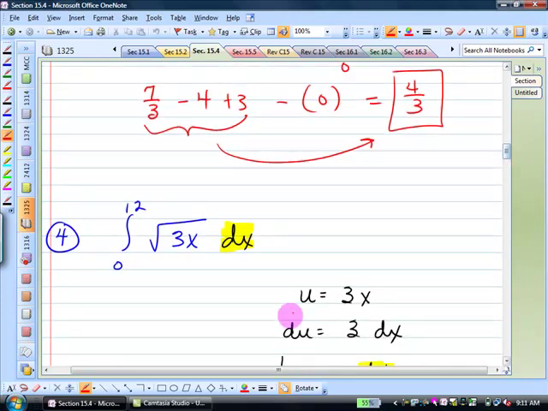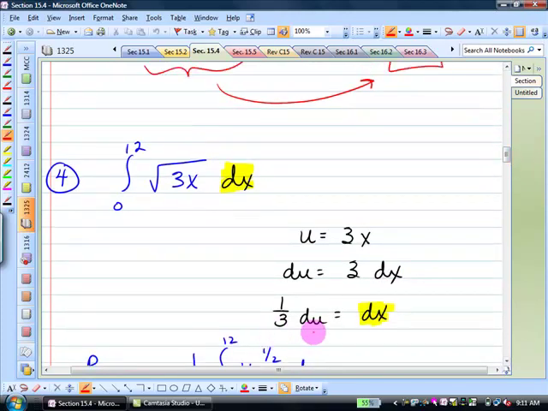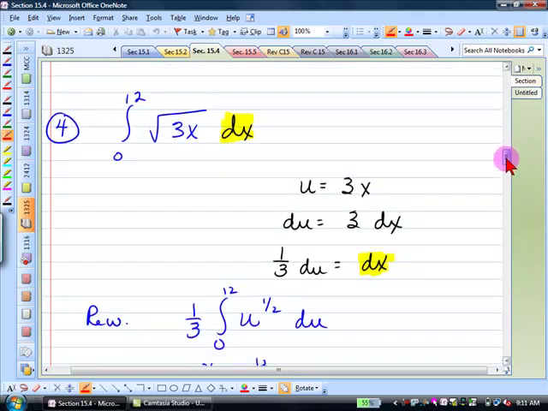So, if we let u be 3x, du is 3 dx. Do we have a 3 up here outside the radical? No. So we've got to divide by that 3. So we have 1/3 du equals dx. And now we match. Okay? Make sure you match if you're doing the U substitution. So when you rewrite the problem, you have 1/3 the integral from 0 to 12 of u to the 1/2.